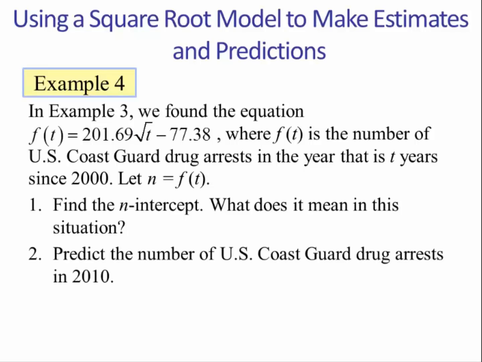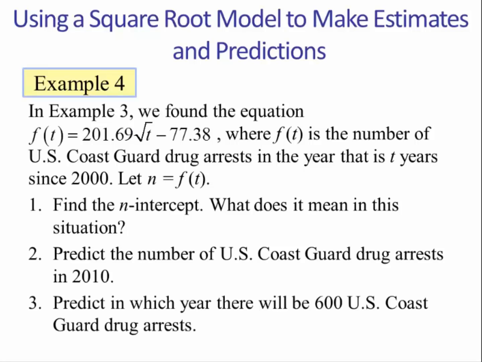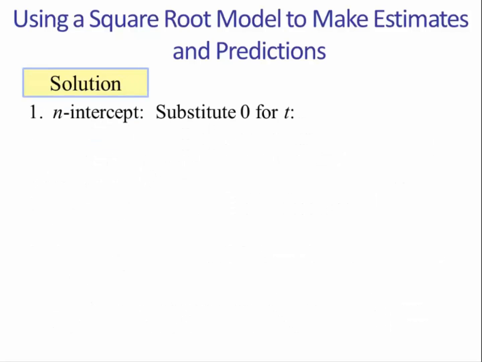Predict the number of U.S. Coast Guard drug arrests in 2010. Predict in which year there will be 600 U.S. Coast Guard drug arrests. Number 1, the n intercept.